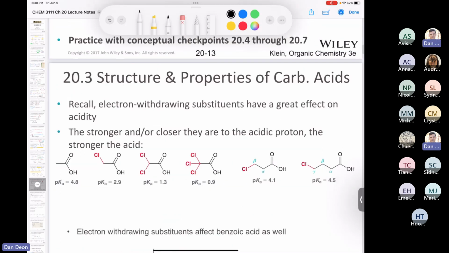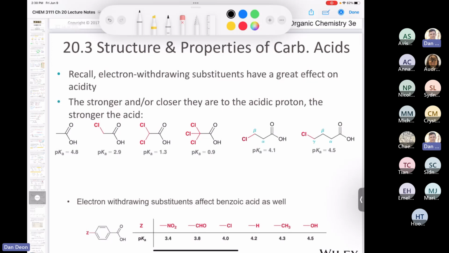Now, like I told you before, if we go back to the old slide, I said you can affect the acidity of a carboxylic acid. You can mitigate it with an inductive group or an inductive effect. So you see here that as we add electron withdrawing atoms like a chlorine, the pKa decreases and decreases, right? Because of the inductive effect of pulling electron density away from the carboxyl.